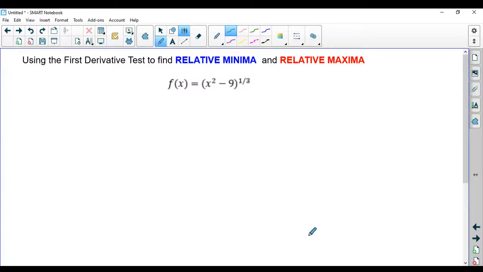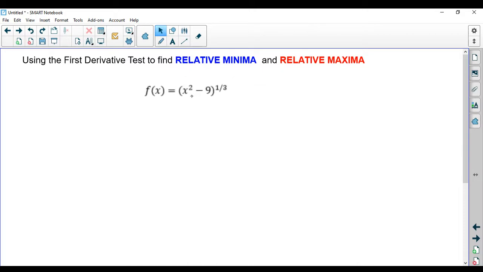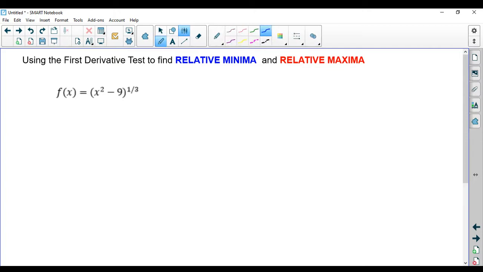So one last example on how to find relative extrema. And this one involves a cube root. So we'll start by looking at the function. There's no asymptotes because there's no denominator to that function. So we'll just take the derivative to find the critical numbers.